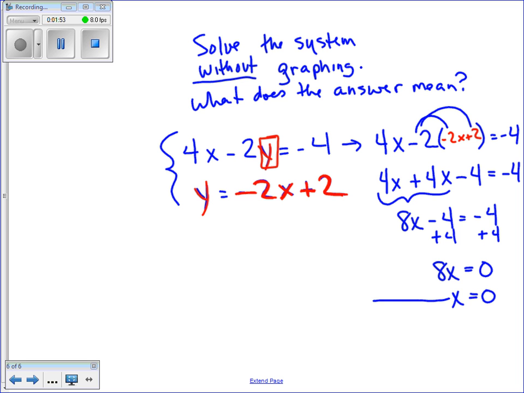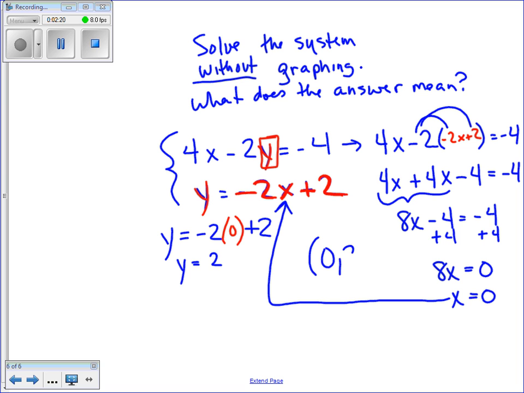Once I know what x is, I'm going to use that same method of substitution to plug 0 in for x. You can do it to either equation. I think it's easier to do in this one. y equals negative 2 times 0 plus 2. So again, I'm just using substitution because I know x is 0. So y equals 0 plus 2, or y equals 2. That means that at the point (0, 2), these two lines intersect. Or x equals 0, y equals 2 should work in both of them. So I might look up here and check that. 4 times 0 minus 2 times 2 does equal negative 4, so I see that checks.